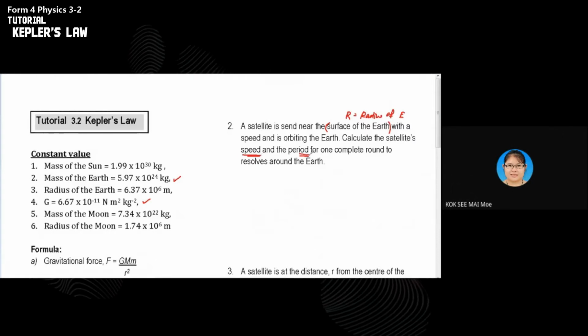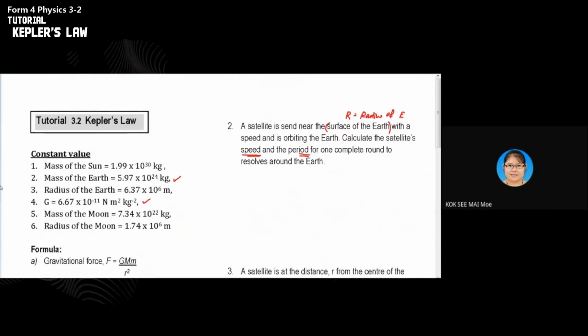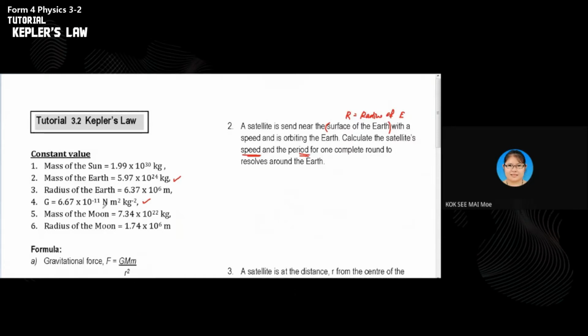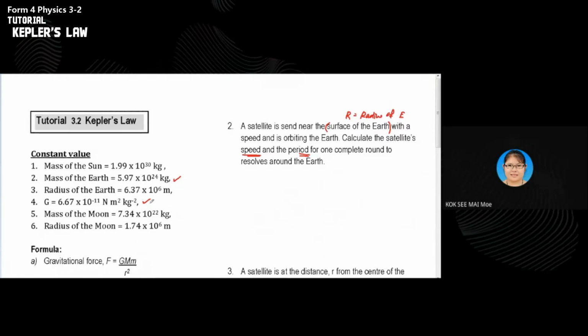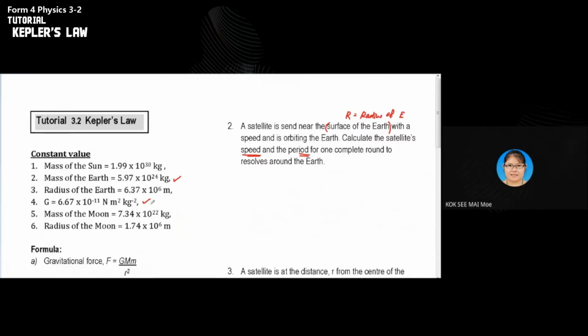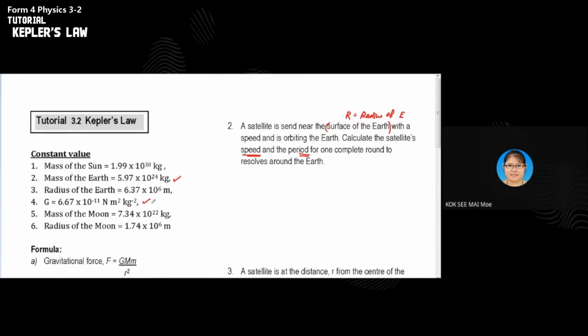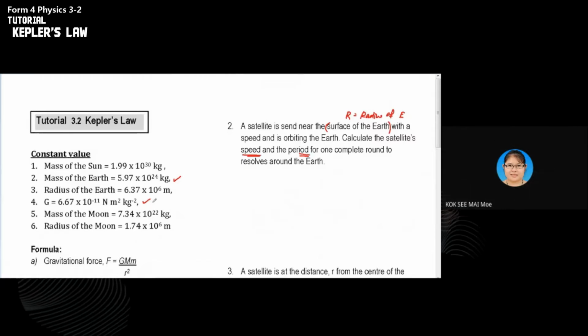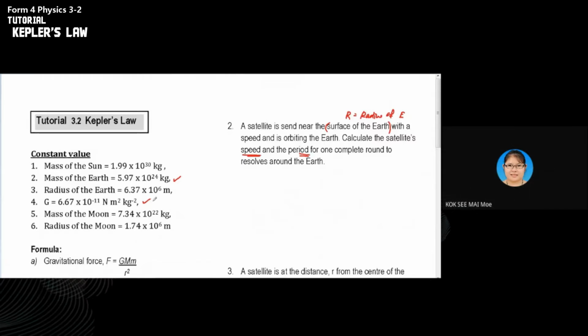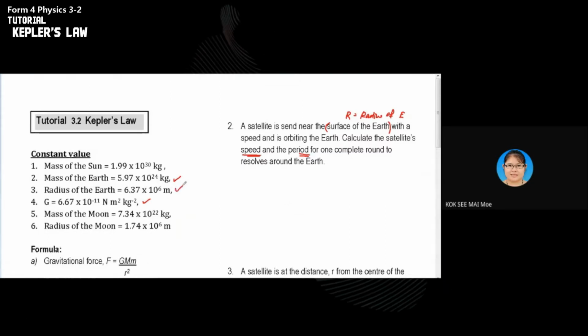So from here, we need to use the information from this side, which means the mass of the Earth we need to use, G we need to use. And the radius, do we need to use it or not? I think we need to use it because the question never provided it. So we need to use the radius of the Earth also to do the calculation.